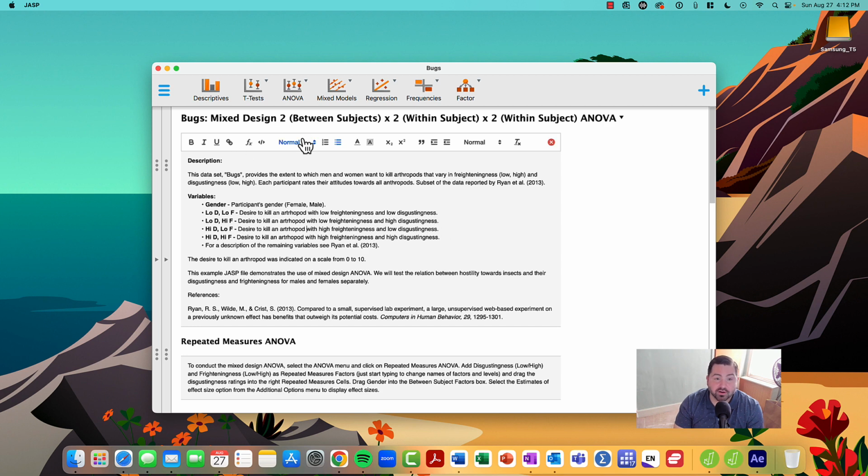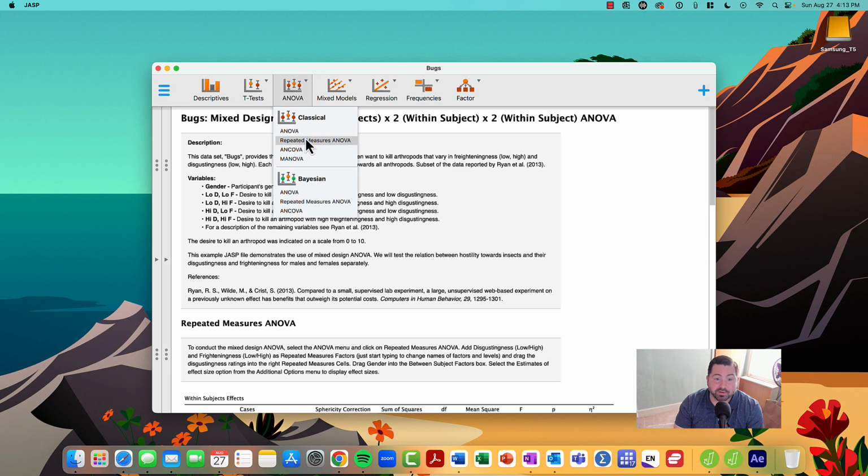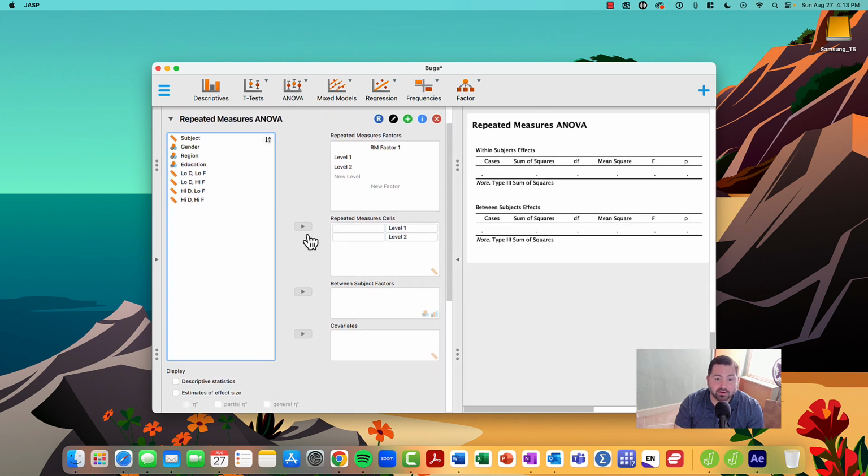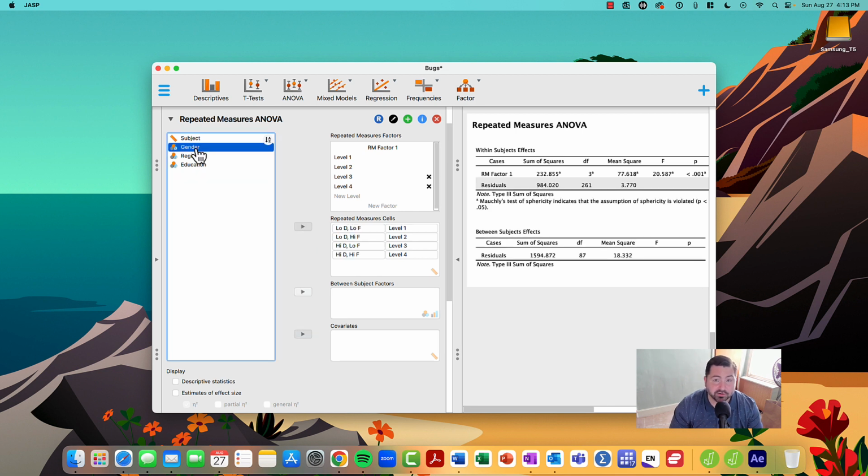To perform the ANOVA, go to ANOVA, go to Repeated Measures ANOVA, and we're going to make sure that we have each of the four conditions represented. To do this, under the repeated measures factor, type in level 3 and level 4. Go ahead and move the repeated measures components over to the repeated measures box, and then take your gender as your independent variable and move it to the between subjects box.